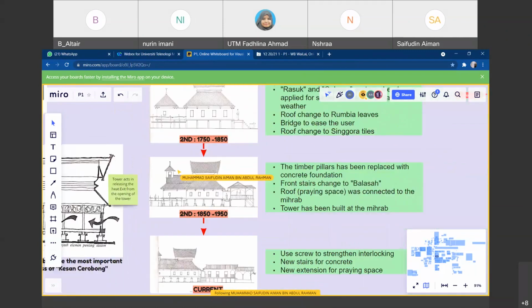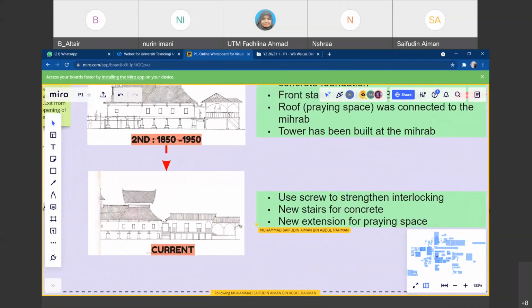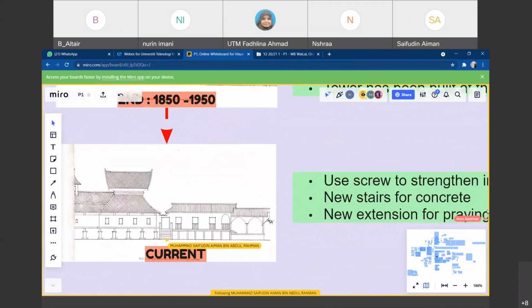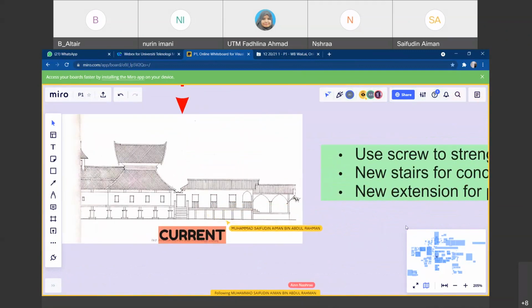For the current renovation, they added screws to strengthen the locking systems, and there are new stairs, also a new extension for praying space on the right, the longer one. Is it really current? Yep, I think the current one is 2020, 2021. Or do you mean the current one during the measured drawing? The current one, the one now. There is no more renovation now, so this one is the last, the latest, current.